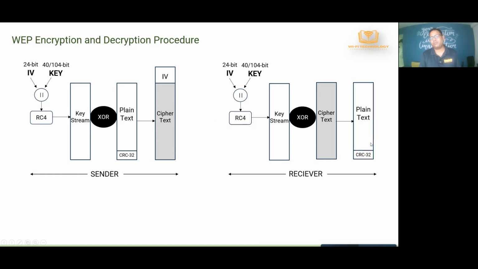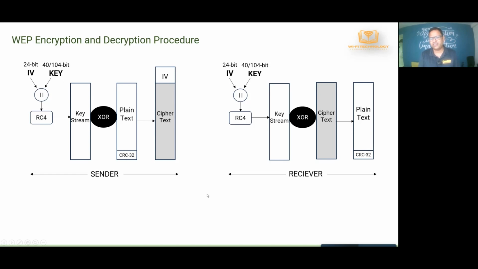And then from the plain text, you do the opposite of the CRC to make sure that message integrity was there, and there are no errors in the bits and bytes of the plain text. So this is how the encryption and decryption happen using WEP. The only requirement here is that both the sender and receiver need to have the same base key already installed, and everything else is automatically taken care of by the system.